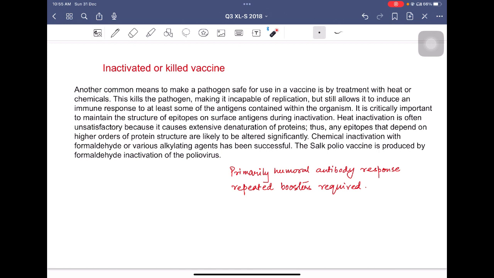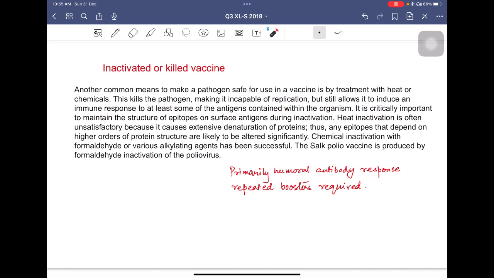So therefore, the virus or the pathogen is killed. It is inactivated. It cannot replicate inside the host. It is not live anymore, but it can cause the immune system to provide immunity against this type of pathogen. So it can induce the immune system to provide immunity against some of the antigens contained within the organism.